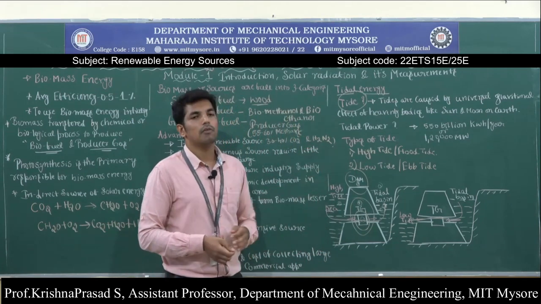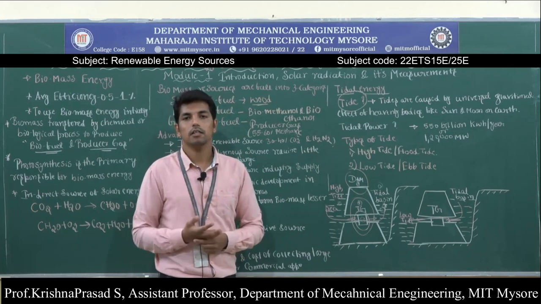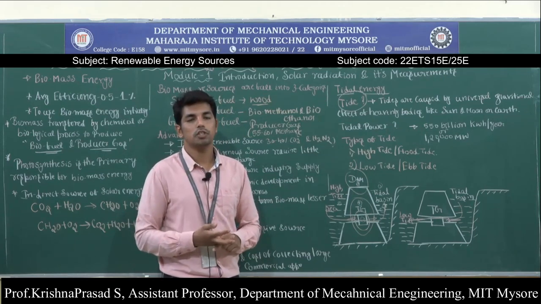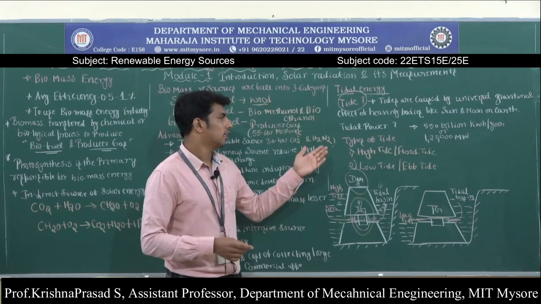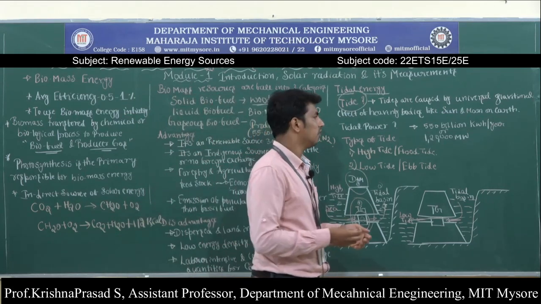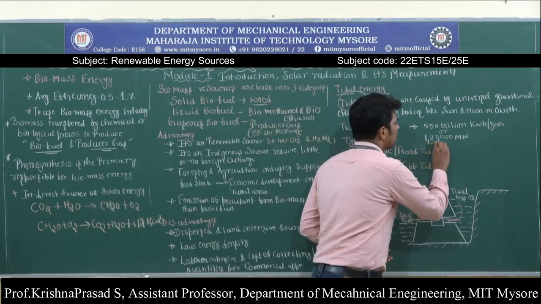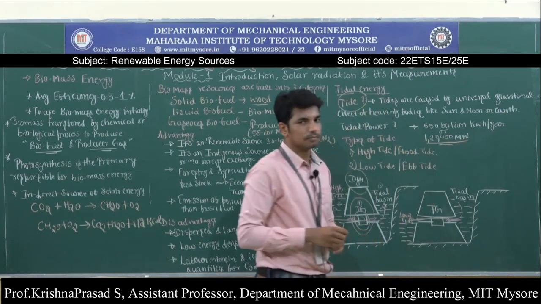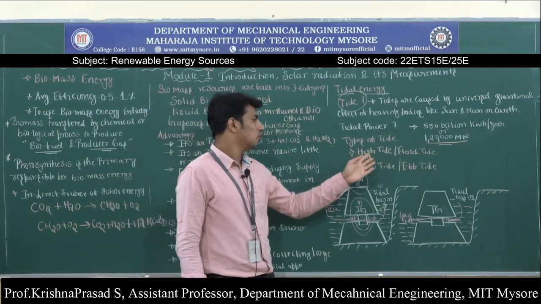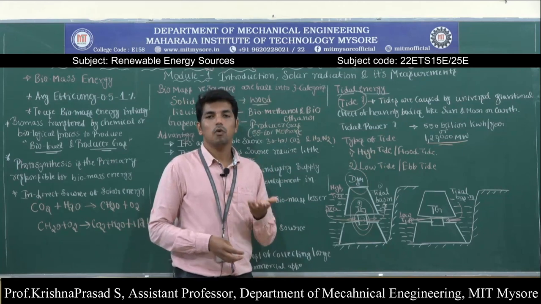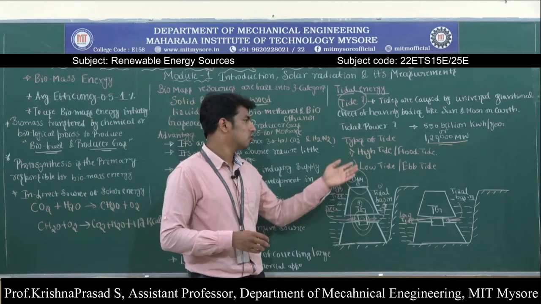Then the tidal power: whatever energy is obtained from the tides of the ocean, used to run the turbo electrical generator, is called tidal power. And the maximum tidal energy we can extract is 1,20,000 megawatts. There are two types of tides, one is called high tide, another is called low tide. If the height of the water is higher than the mean sea level, then it is called high tide.